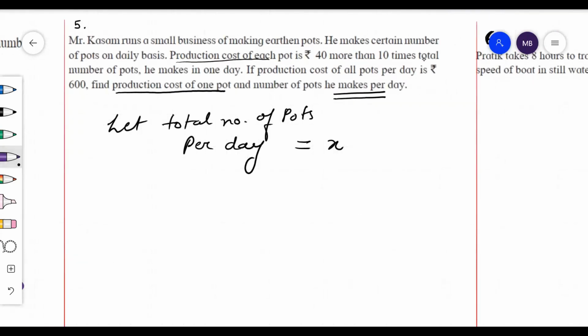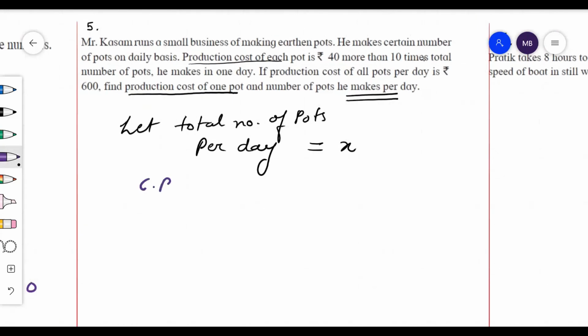Now, according to the condition, the production cost of each pot, so I can say, cost price of each pot is 40 more than 10 times the total number of pots he makes in a day. So that means it is 40 rupees more than 10 times the number of pots he's making in a day. x is the number of pots he's making in a day. So 40 plus 10 times x, right? So this would be 40 plus 10x.